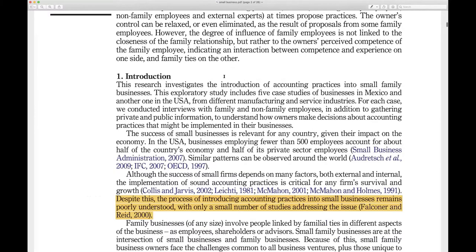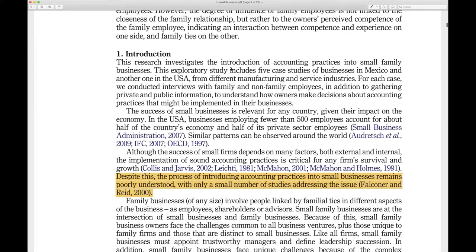Now he starts with the introduction. This research investigates. Now, Americans like writing like this. It's a style that American journals do. They like to tell you what they are doing from the beginning and even tell you what they found in the introduction. It's not wrong. It's done in academic papers, but it depends on the audience of your journal.